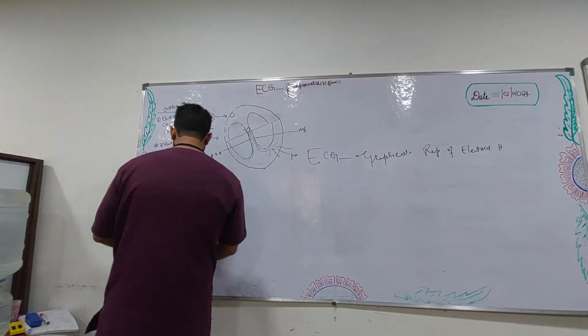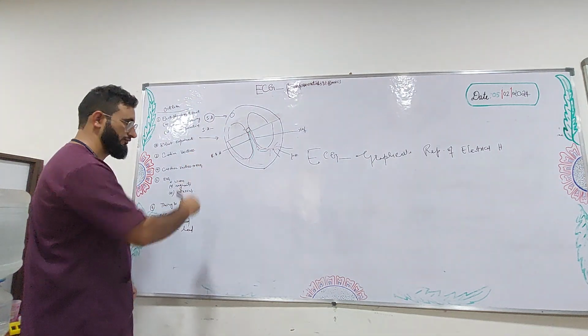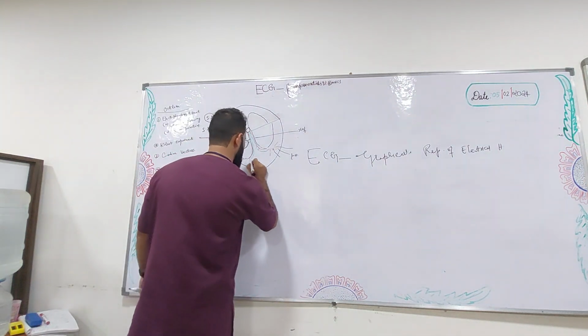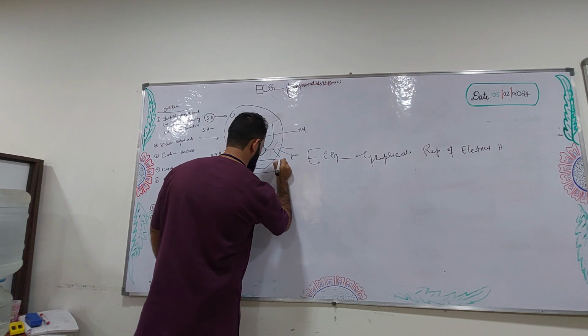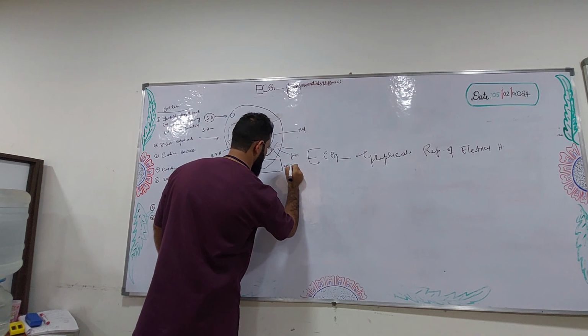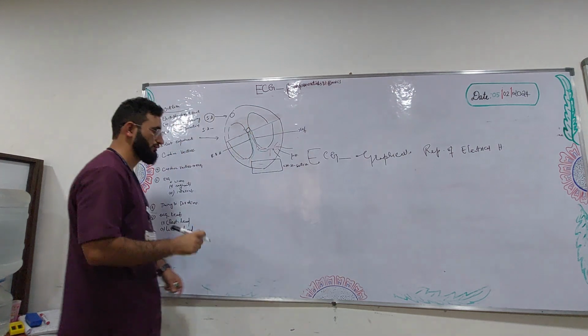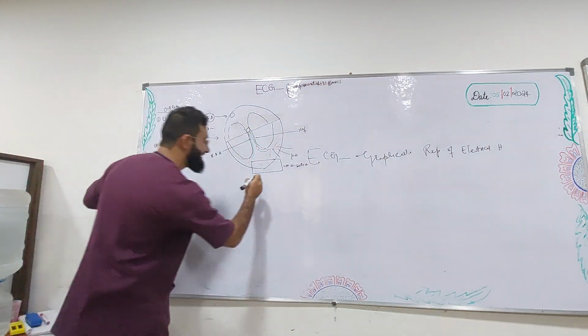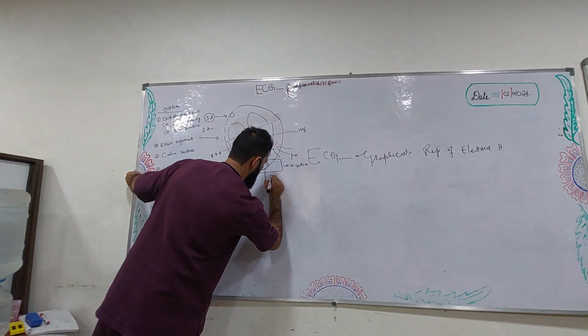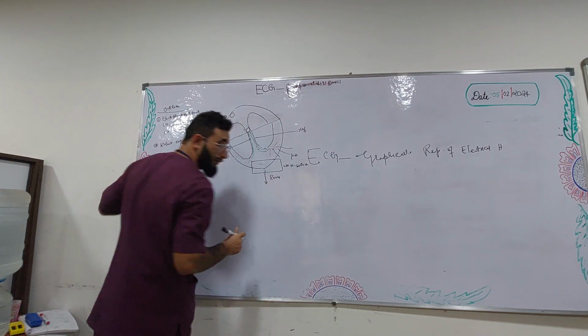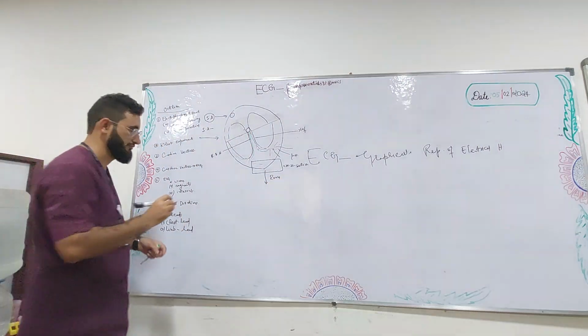Now, we will take the cross section of the myocardium. We will take the cross section of this myocardium, and we will zoom in on 3 cells. Are you getting me, everyone? Yes, doctor. Yeah, thank you.